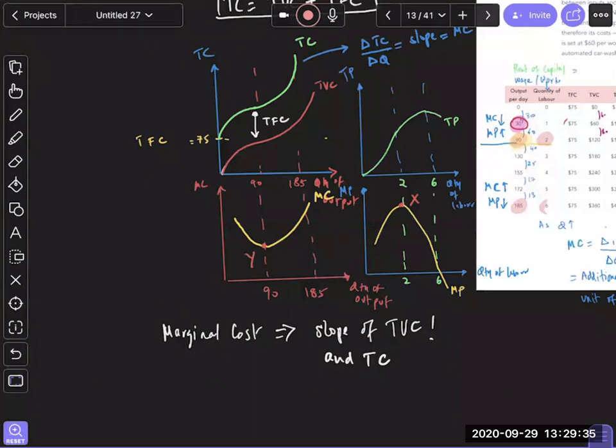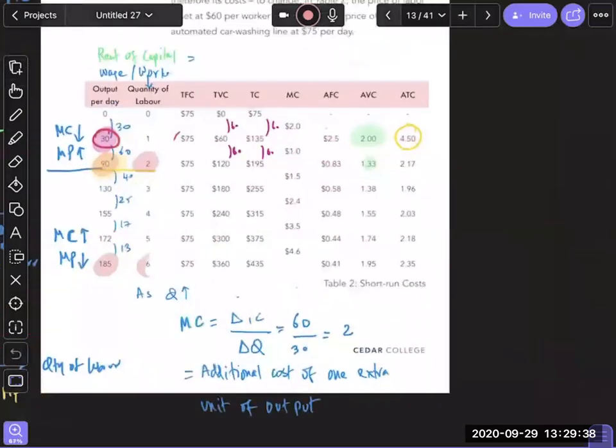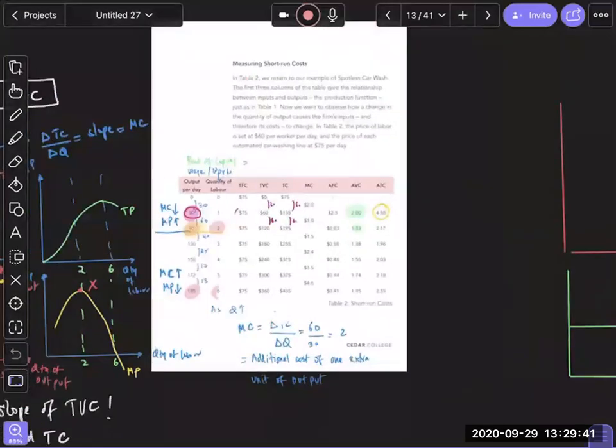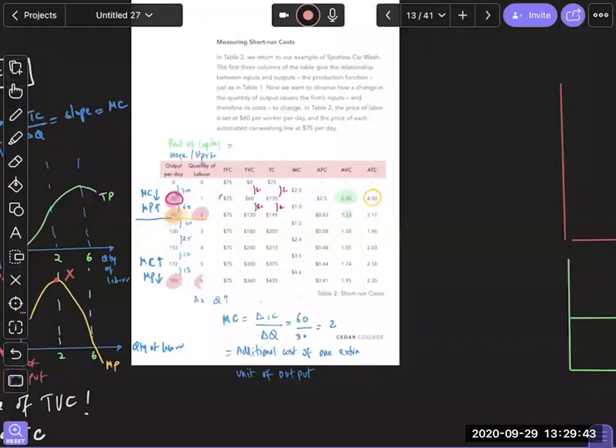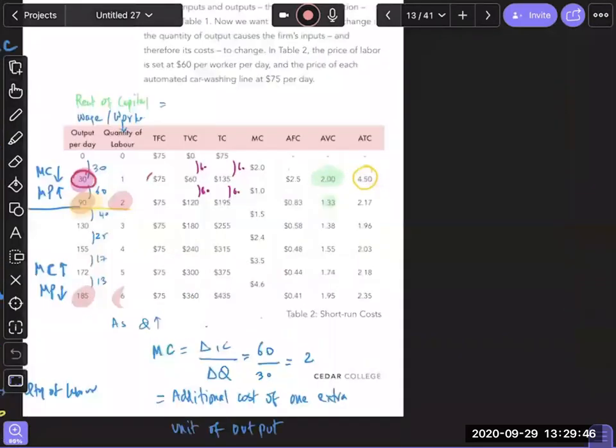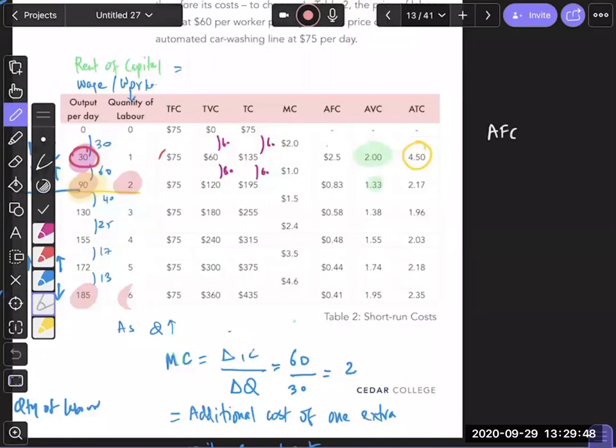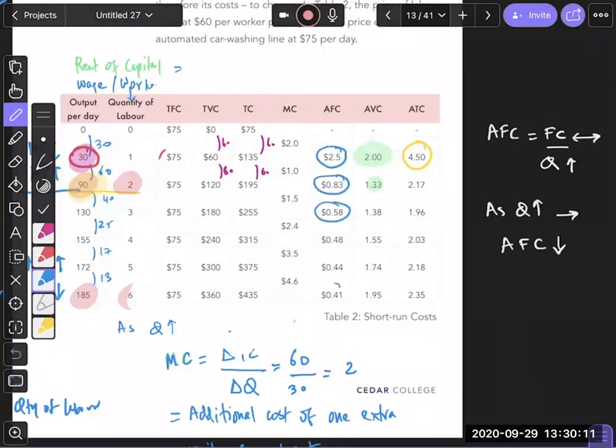Okay. If we move on, guys, look at what is happening now. We're done with all of these. Now let's look at average fixed cost. What is the average fixed cost? Average fixed cost is simply fixed cost over quantity. If you look at this, quantity keeps on going up, fixed cost is the same, which means as quantity goes up, since fixed cost is the same, average fixed cost will fall. And that's exactly what is happening. Average fixed cost was 2.5, then 0.83, 0.58, and all the way to 0.41.